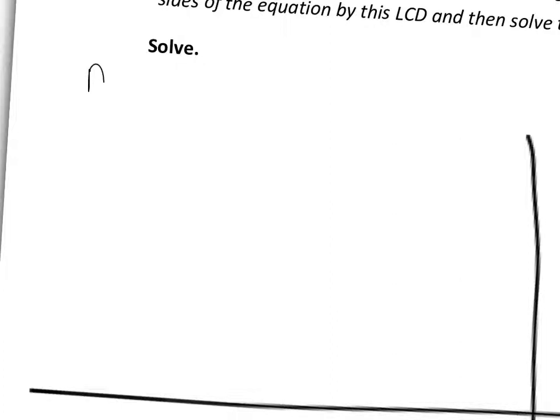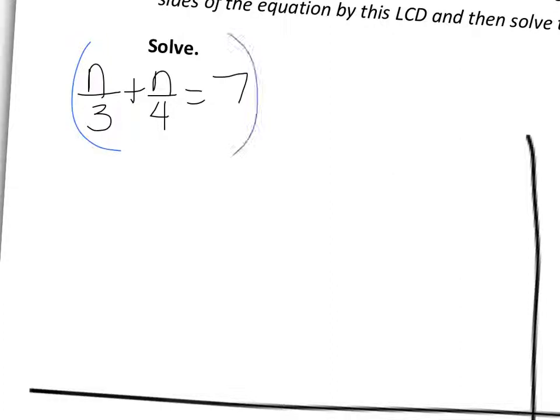If I have n over 3 plus n over 4 equals 7, the first thing you need to do is figure out what your least common denominator is between all of your fractions. So I have a 3 as a denominator. I have a 4 as a denominator. On the right side of the equal sign, I don't even have a fraction. But what is the denominator under 7? A 1. Okay, so between 3, 4, and 1, what is my least common multiple? 12. So I'm going to multiply the entire equation by 12.